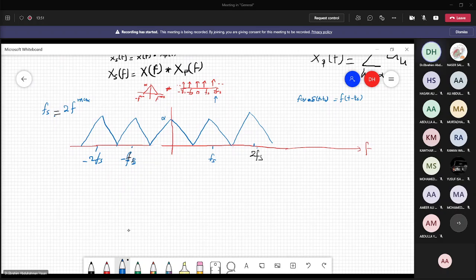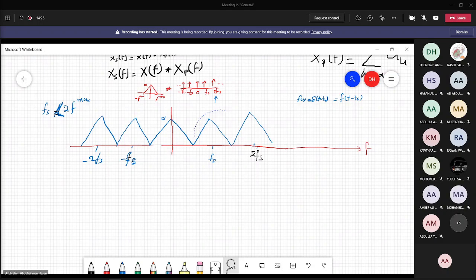Okay, case number 1 we have seen. The distance between f max and fs minus f max, but now both touch each other here. If you reduce it, what will happen if fs is less than 2 f max? Then we'll get this situation.